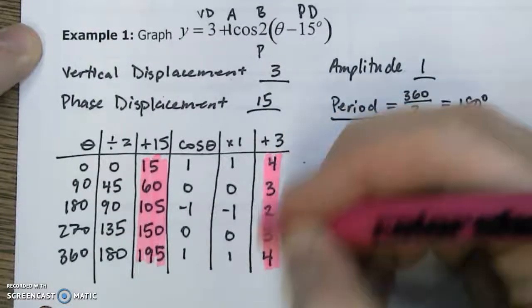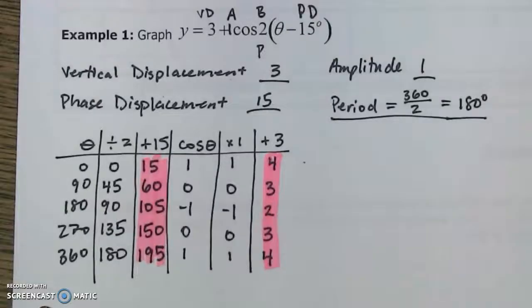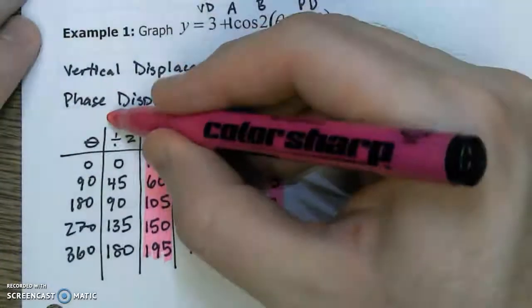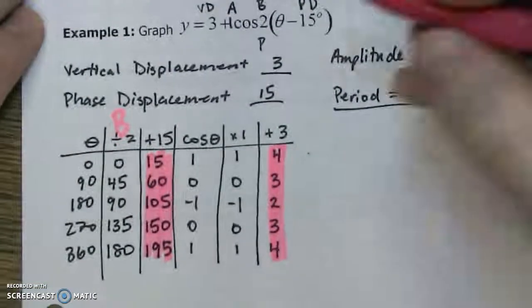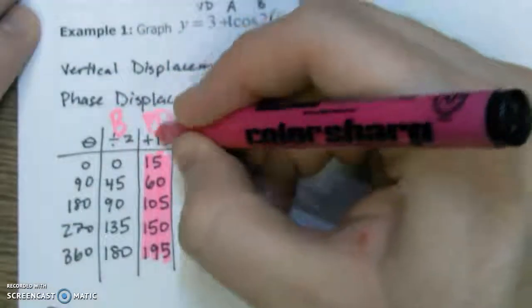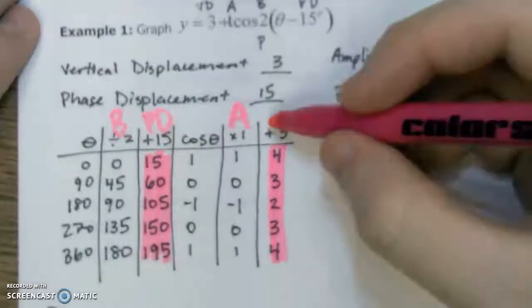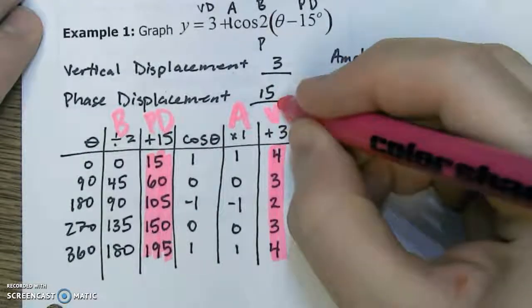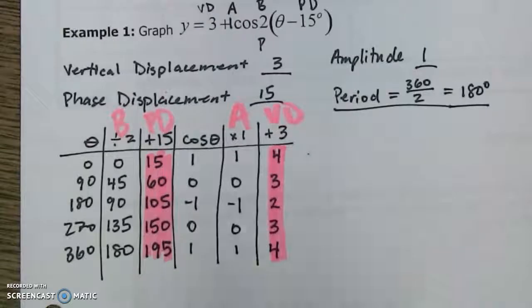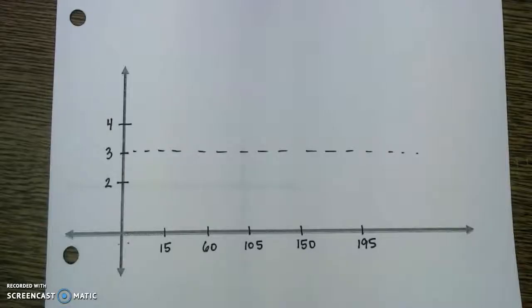So now we're ready to plot those points and make the cosine graph. If you want to know what we did here, this is always going to be your B value first, then your phase displacement, or your D value. Then you've got your cosine and your amplitude, the A, and then you have your vertical displacement, which is the C, if you want to use ABCD. So go ahead and label your x and your y axis. We've got 15 to 195. If you subtract these, that is a difference of 180 degrees, which is your period. And we have shifted right 15 units, which is your phase displacement.